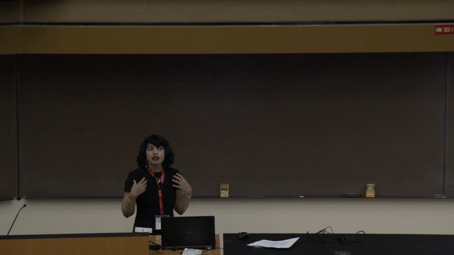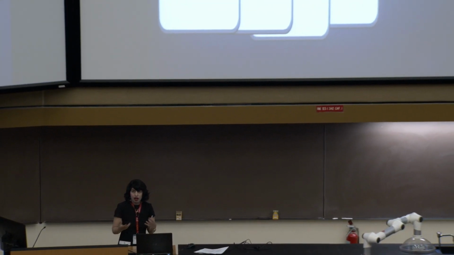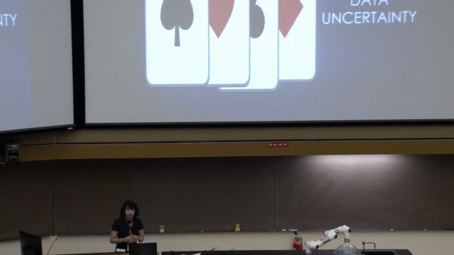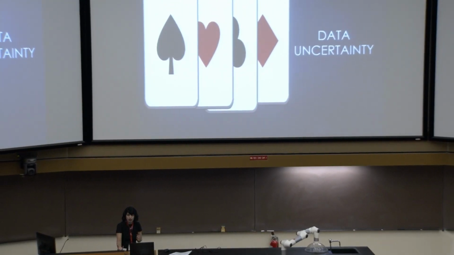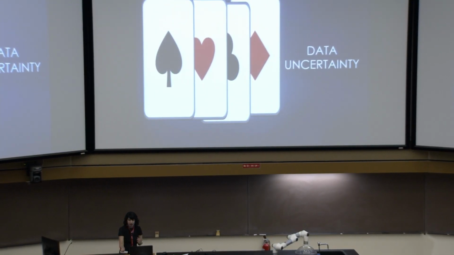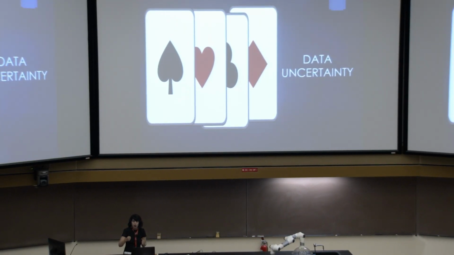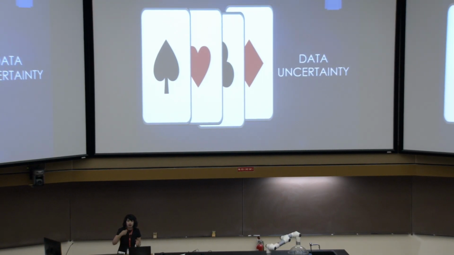and a card or two can make either of them win the game. Obviously, they know what cards are there in that deck, but they do not know what the probability of the next card is going to be. So that is data uncertainty.